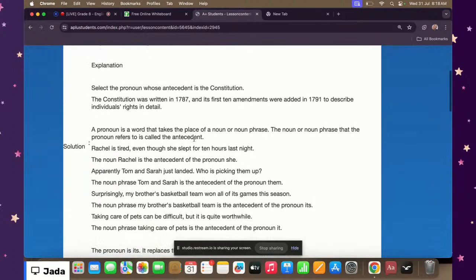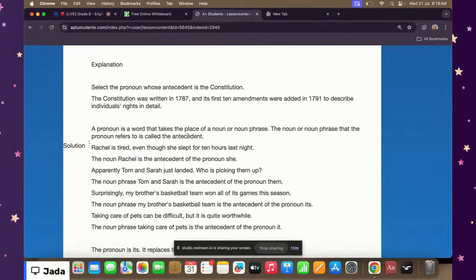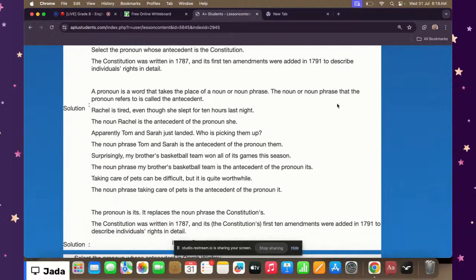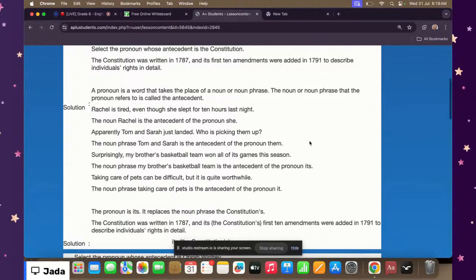So what is a pronoun? A pronoun is a word that takes the place of a noun or a noun phrase. That's what a pronoun is. The noun or noun phrase that the pronoun refers to is called the antecedent. So take note that a pronoun takes the place of the noun or noun phrase, and the noun or noun phrase that the pronoun refers to is called the antecedent.